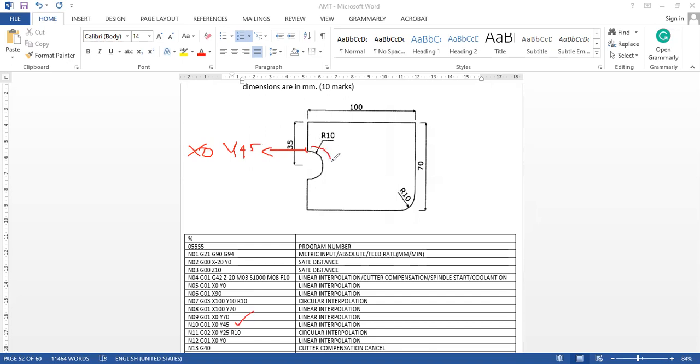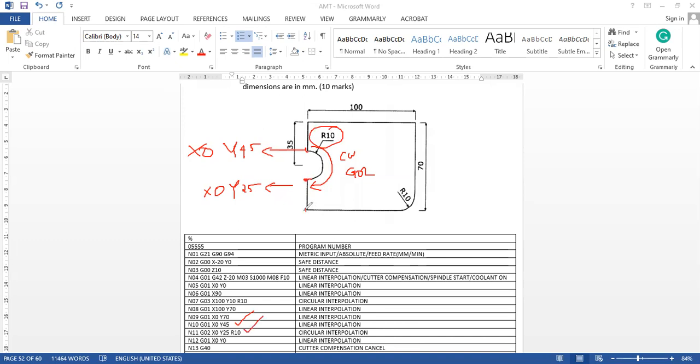Then the tool movement is like this. That means circular interpolation, and this is clockwise. Clockwise means G02, so you have to use G02. And then this point. What is the X value? X value is again 0. And what is the Y value? Y value is 25. This point is X0, Y25. And the radius is 10.